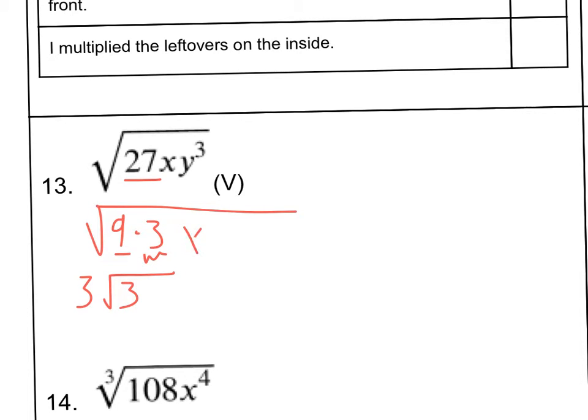Okay? Then we've got x. By the way, x doesn't have anything to simplify with, so I'm just going to rewrite that inside. I'm going to rewrite y cubed as y squared times y. And since we're assuming that these are all positive, y squared can just come out as y. And we have 1y left over. So I'm going to box the things that I took out. We're left with a y afterwards.